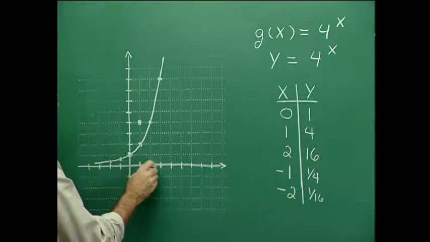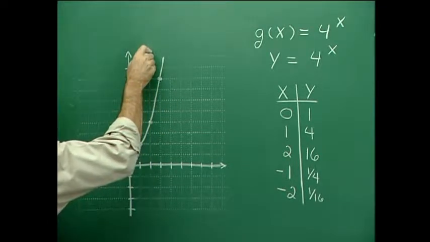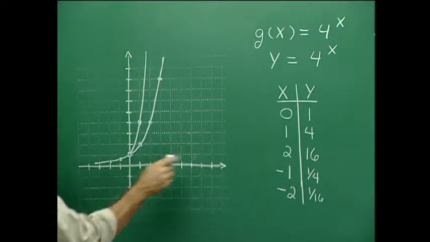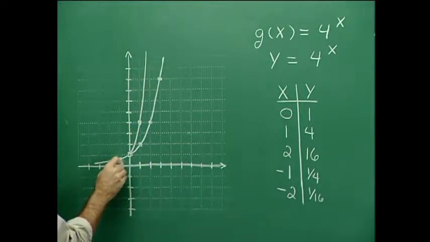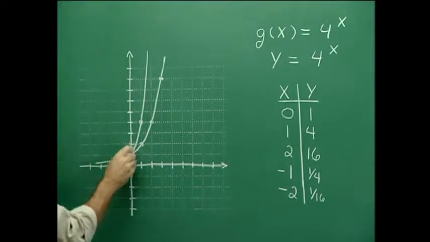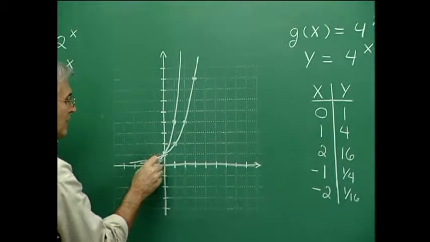2 goes to 16. Now 2 is off the graph. So that graph is coming down like this, rather sharply. And it kind of makes a turn right here. Then negative 1 goes to 1/4, and negative 2 goes to 1/16. So it's getting really close to that x-axis very quickly here. You see, so it has this kind of behavior.